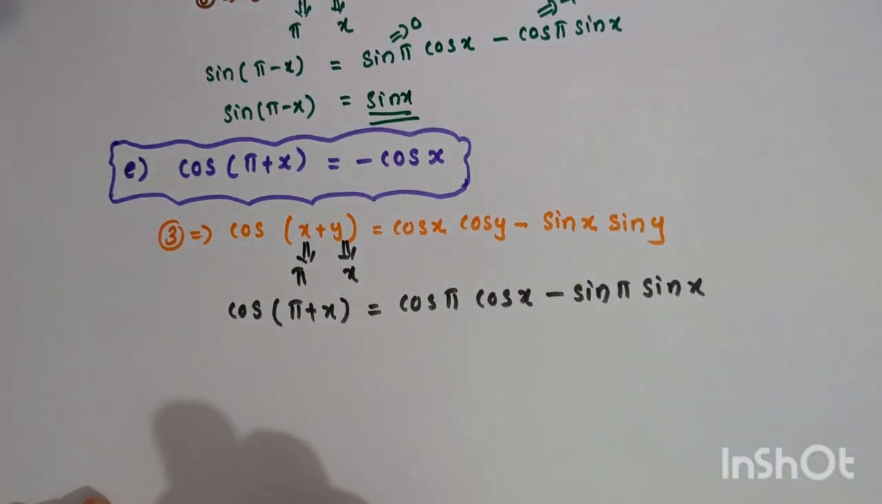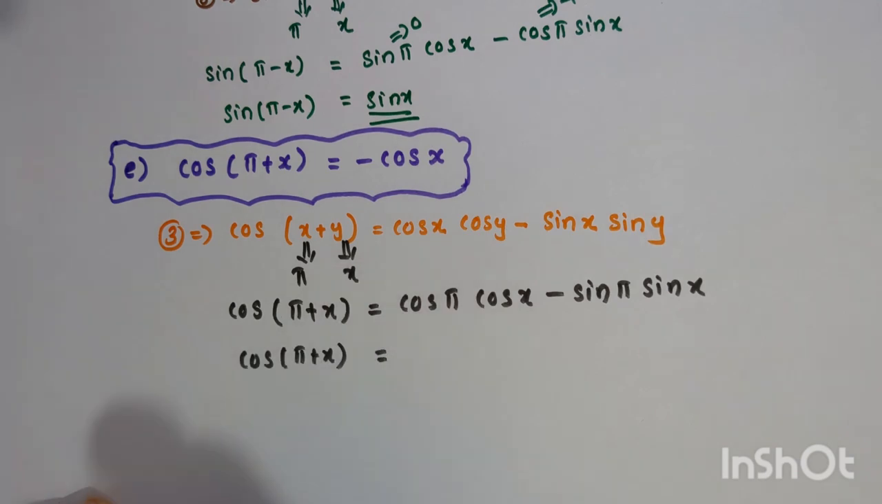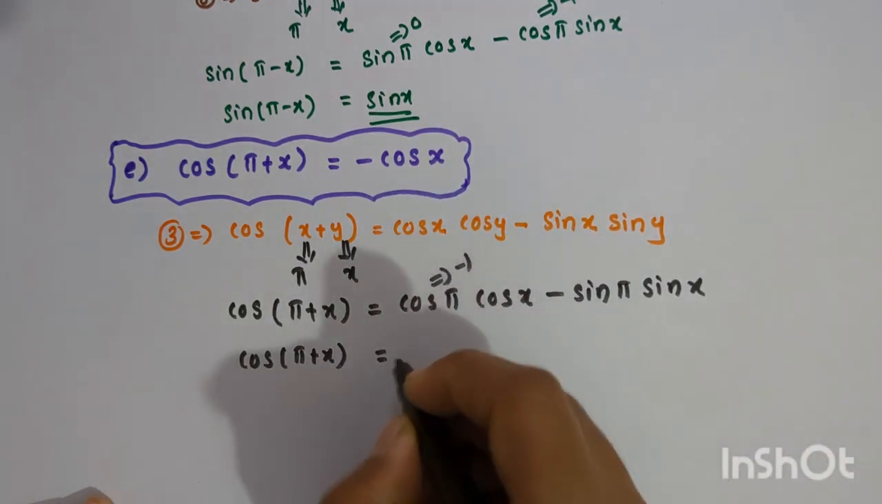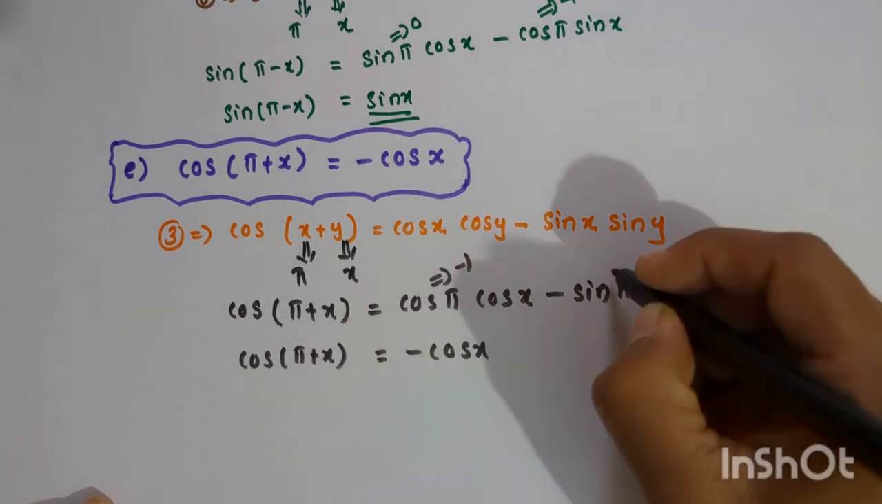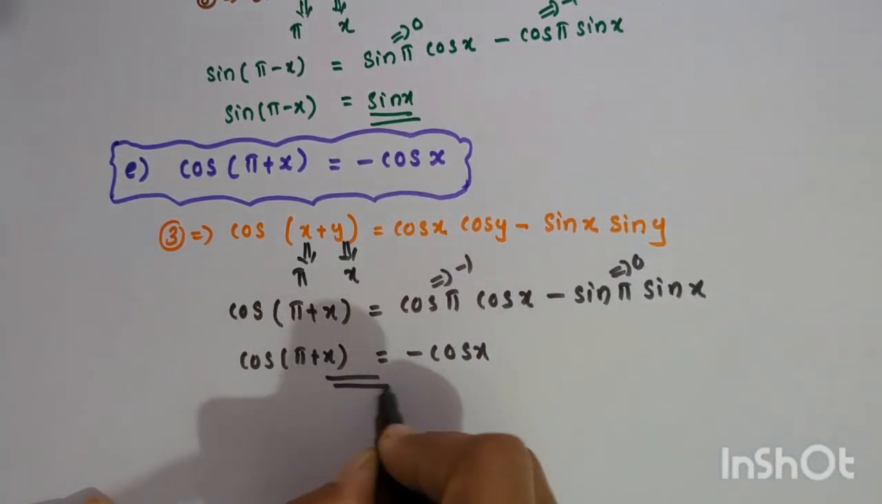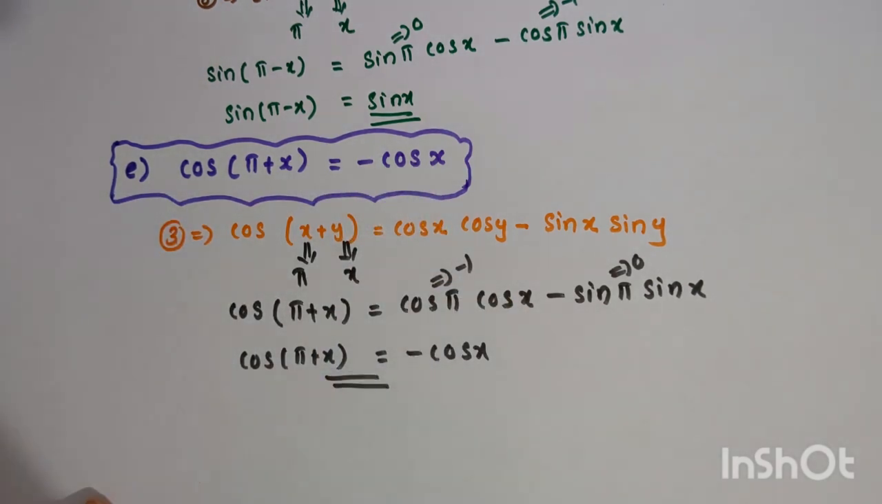Okay, that is we can write cos of pi plus x is equal to, see cos pi, it is minus 1, minus 1 into cos x is minus cos x, sin pi is 0, 0 into sin x is 0, so second term becomes 0. So you see cos of pi plus x is equal to minus cos x.